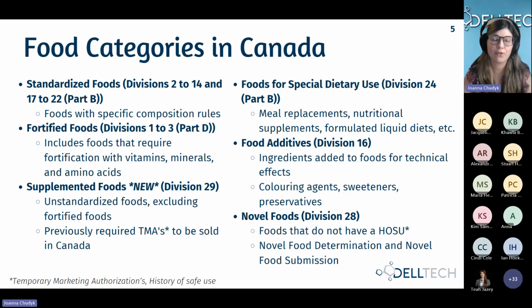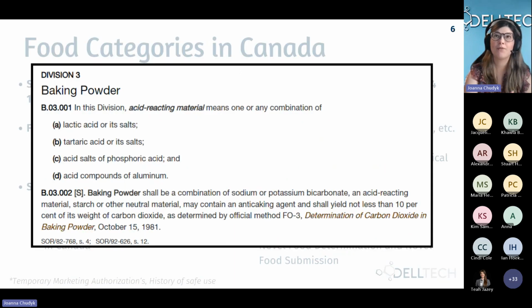So standardized foods are those with specific composition requirements in order to be called a certain common name. An example I like to use for this type of food product is baking powder. And this is a screenshot taken directly from the regulations. You can see there are a number of requirements listed here for baking powder in order for you to use the common name baking powder.